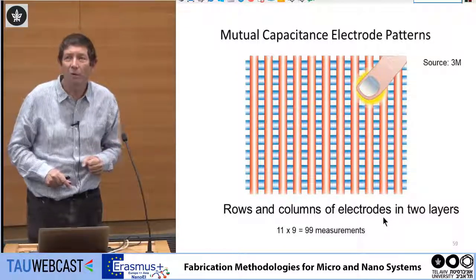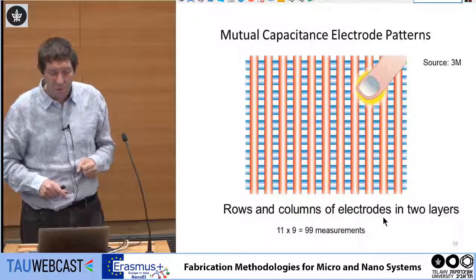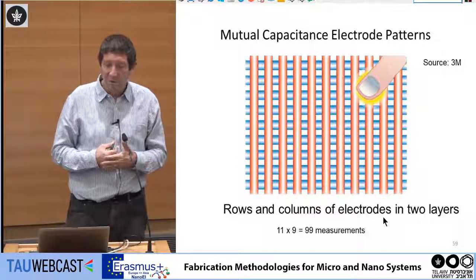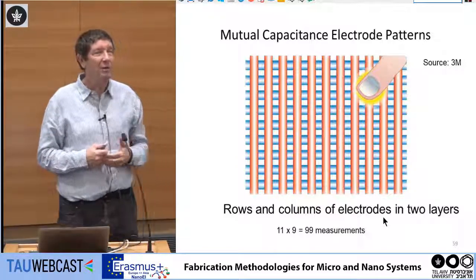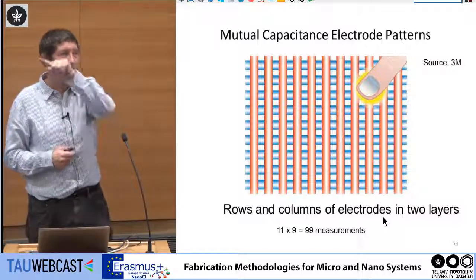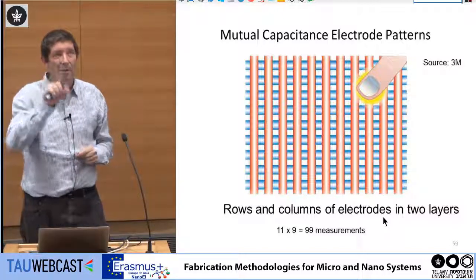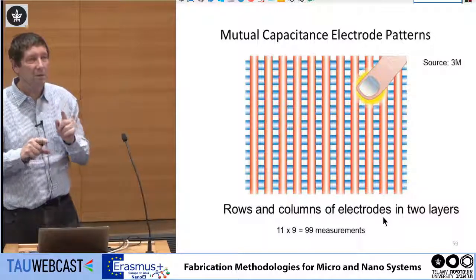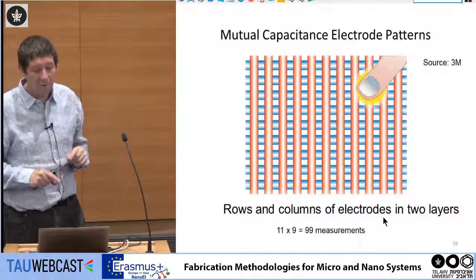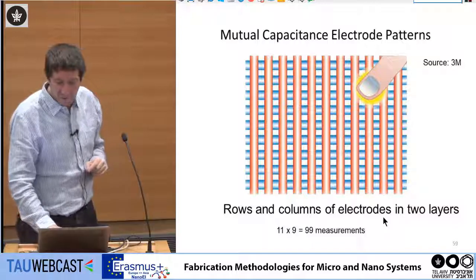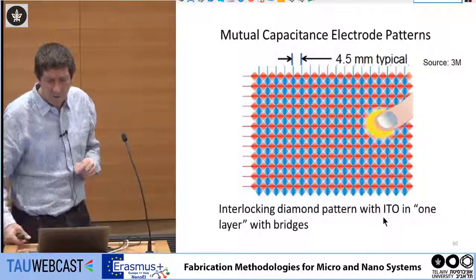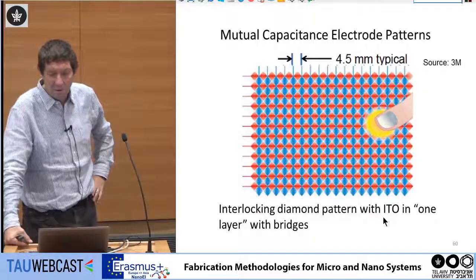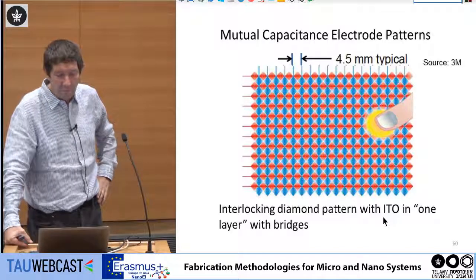Using lithography, you define the electrodes, and you can define the electrodes as rows and columns. And by where you touch your finger, you can know the x coordinate, the y coordinate, and get the signal. And this one I took from 3M, and this is another 3M technology.